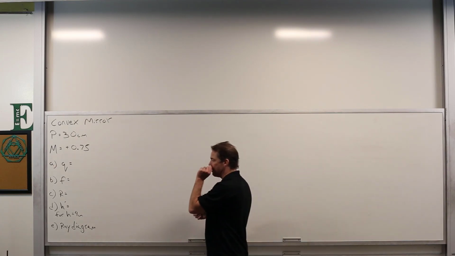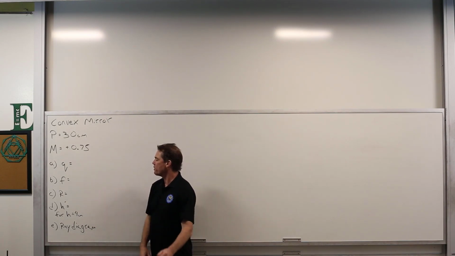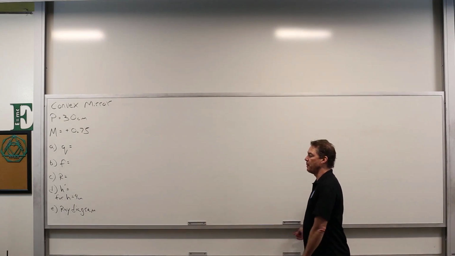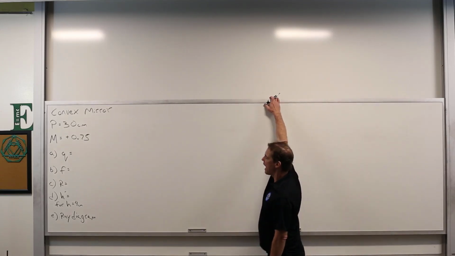We want to know where the image is located. We want to know what the focal length is, what the radius of curvature is, and what the image height is, given that the object height is 4 centimeters. We're also going to produce a ray diagram. So that all sounds pretty nifty, does it not?